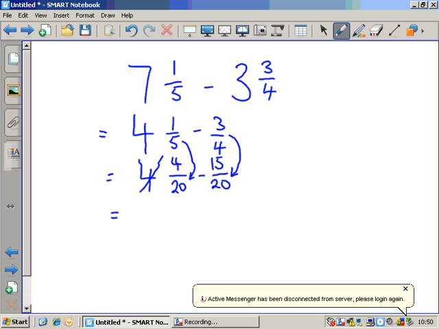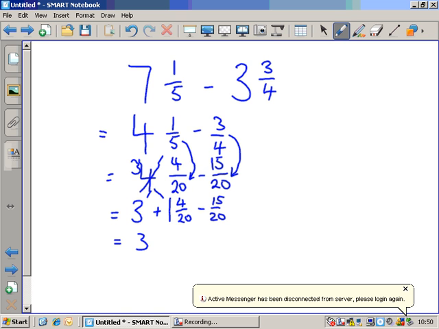Let's borrow again. We'll borrow 1 from our 4, so leave 3. And we'll bring that 3 down here. And the other one that we've got, we'll put here with our 4/20. 3 plus 1 is 4. 1 and 4/20, take away 15/20. Let me show you what's going on.